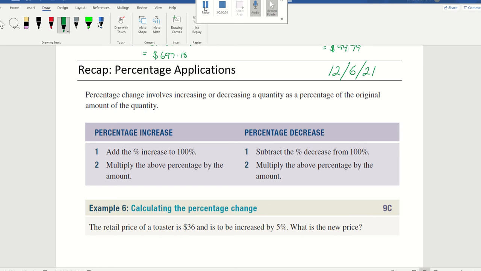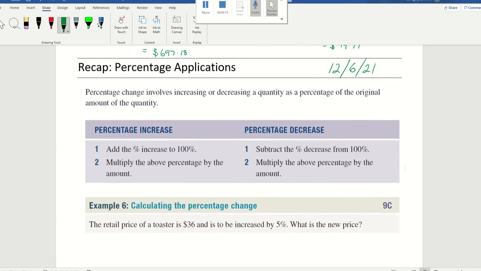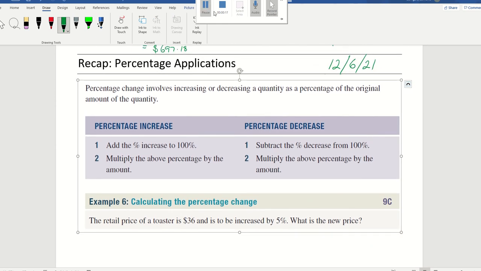Today we're going to have a look at the GST, or as it's known overseas in some countries, the VAT, the value added tax. But before we do that, we're just going to recap percentage application. So this is a recap reviewing what we have done prior to this.